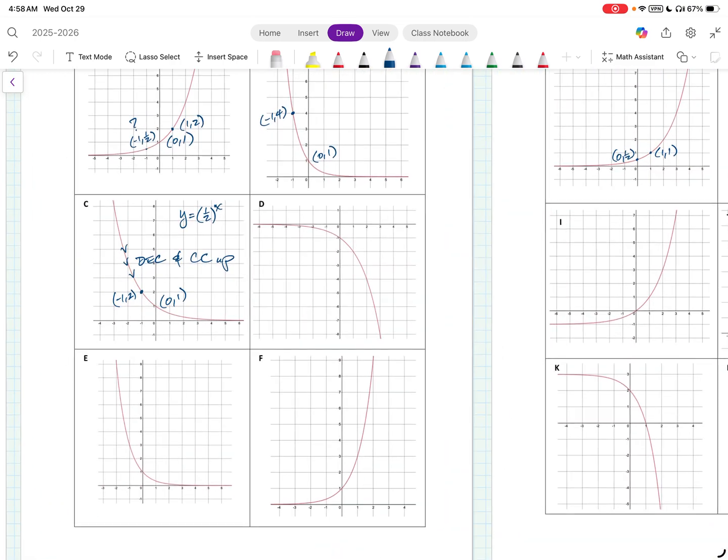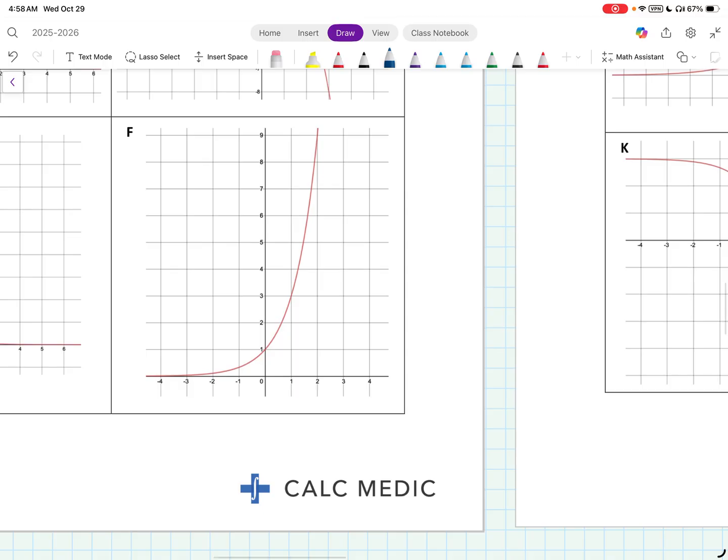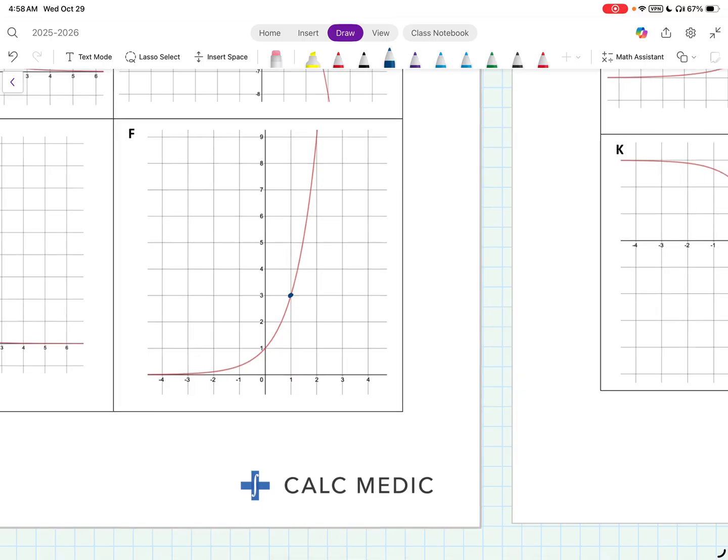Where's my growth? Oh, here it is. F. All right, so it goes through 1 comma 3, and it also goes through 0, 1. And let me see down here. Ooh, see, it's less than halfway. So that is negative 1 comma 1/3. Look at that.